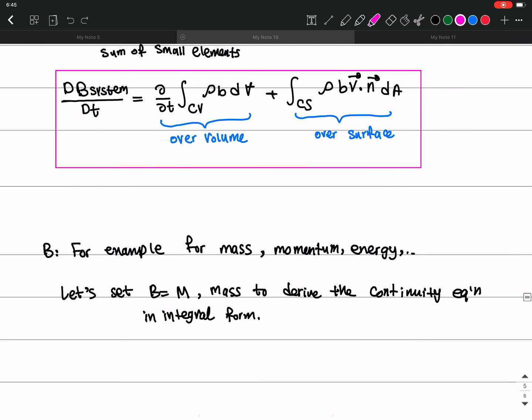Okay, so in the next session, after the break, I'm going to set the B to M, to mass, to derive the continuity equation, conservation of mass, and then after that, we will solve one example and try to find the linear momentum equation later on.